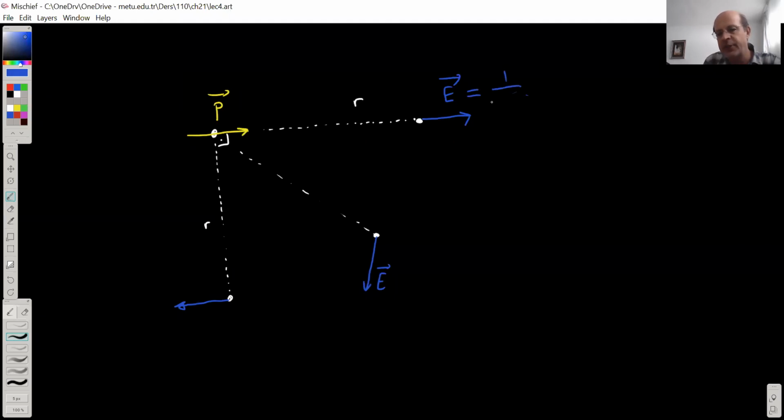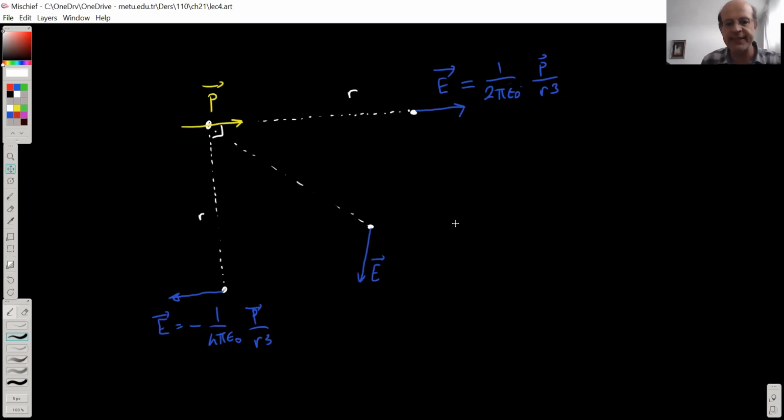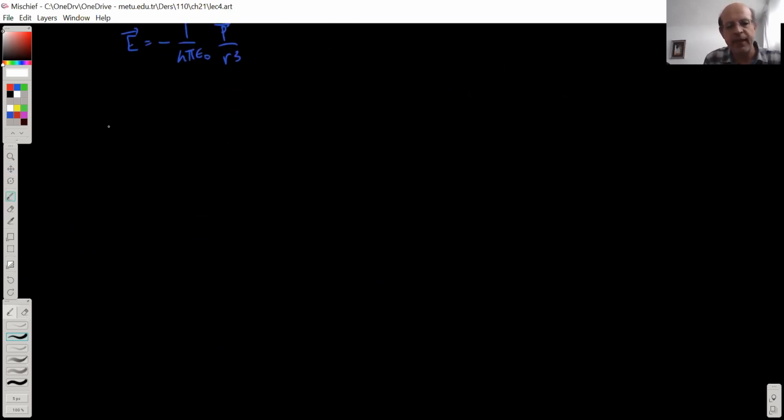And there's another feature here. The strength of the electric field is also dependent on the position. Here it is 1 over 2 pi epsilon 0 r cubed. Here, if I remember correctly, it is minus 1 over 4 pi epsilon 0 p divided by r cubed. So this coefficient in front also changes. However, in all of these cases, the electric field is proportional to 1/r cubed. Let's say it like this.